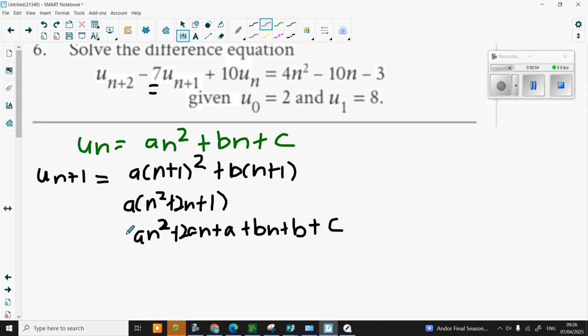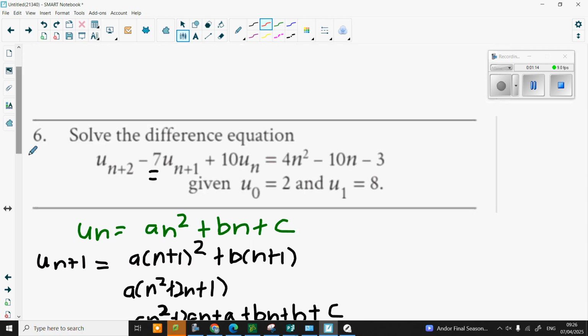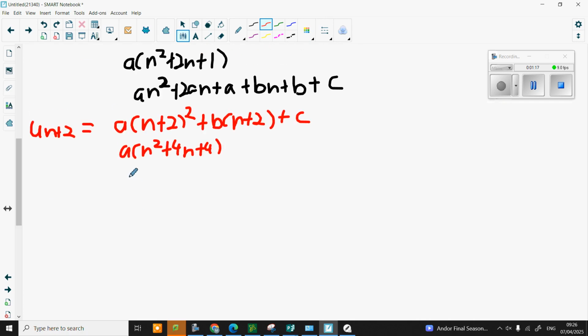And then I'm going to do un plus 2, which is a times n plus 2 squared plus b times n plus 2 plus c, a times n squared plus 4n plus 4, and then an squared plus 4an plus 4a plus bn plus 2b plus c.